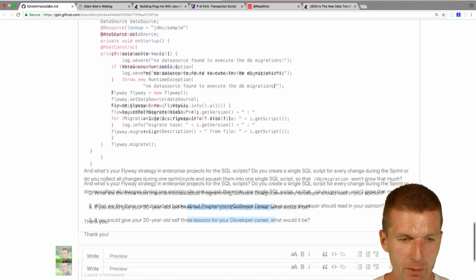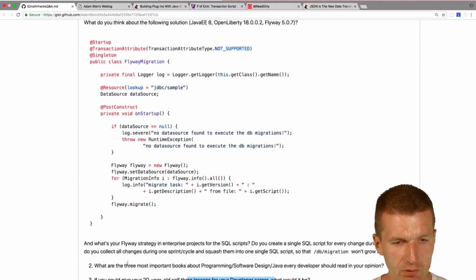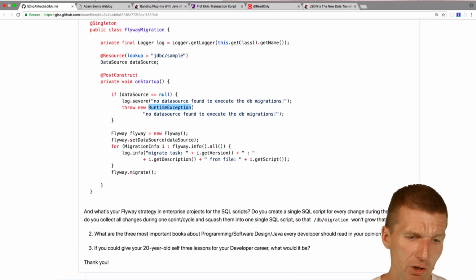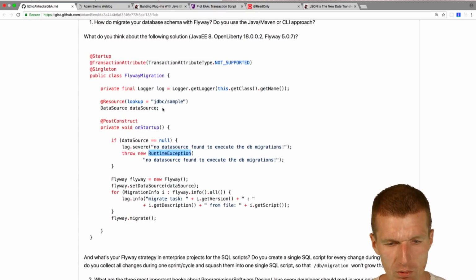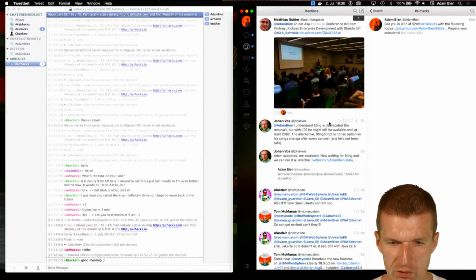Okay, so Philip, thank you for attending the airhacks, and thank you for asking. And this is great code. I did something similar, and what I don't like is that you throw runtime exceptions rather than illegal state exceptions, something like this. And yeah, this is the only difference. Okay, cool. I hope we are set.